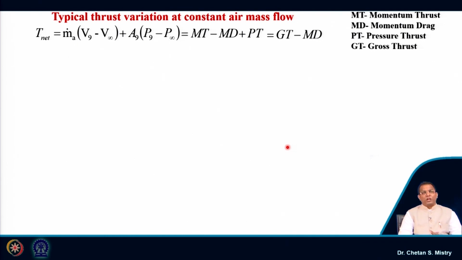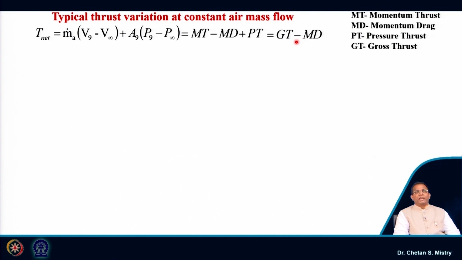Now, let us try to analyze the equation we have. Our net thrust is given by m dot into V9 minus V infinity plus A9 into P9 minus P infinity. Let me introduce the terminology. Here I call these my momentum thrust, momentum drag, and pressure thrust, and the summation of momentum thrust and pressure thrust I am writing as gross thrust, along with momentum drag.